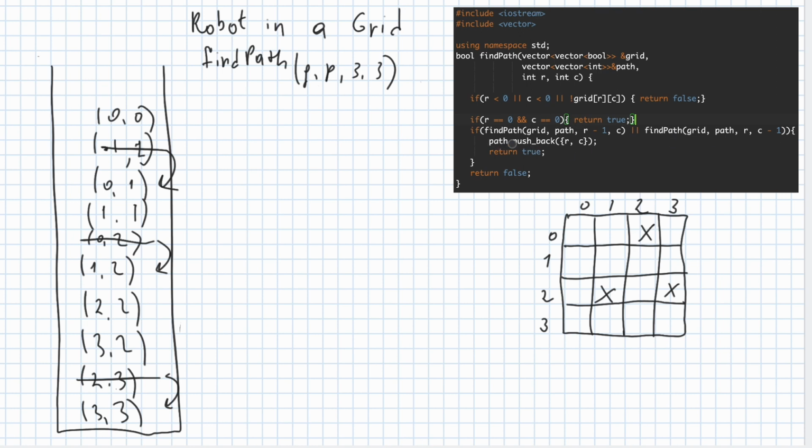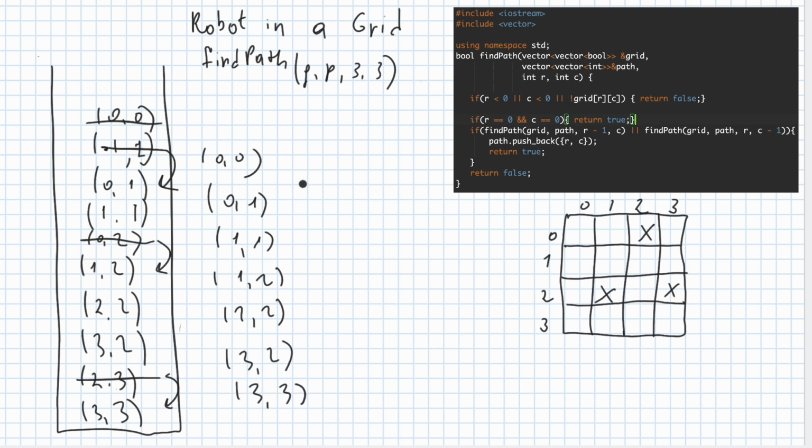So this part returns true. So we put to our path the row and column, 0 and 0, so it returns true. So we go back here, which returns true. So we put it to our path, and we just pop all of the values from the stack. And this will be our final path from the destination to the origin. So it will go this way.